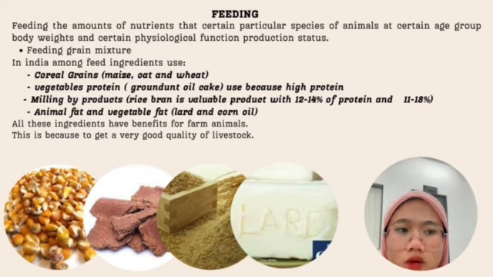Vegetable protein, cotton oil. It is because the cotton oil has a high protein, meaning byproducts like rice bran are valuable products. Next, animal fat and vegetable fat like lard and corn oil. All these ingredients have benefits for farm animals. This is to get a very good quality of livestock.